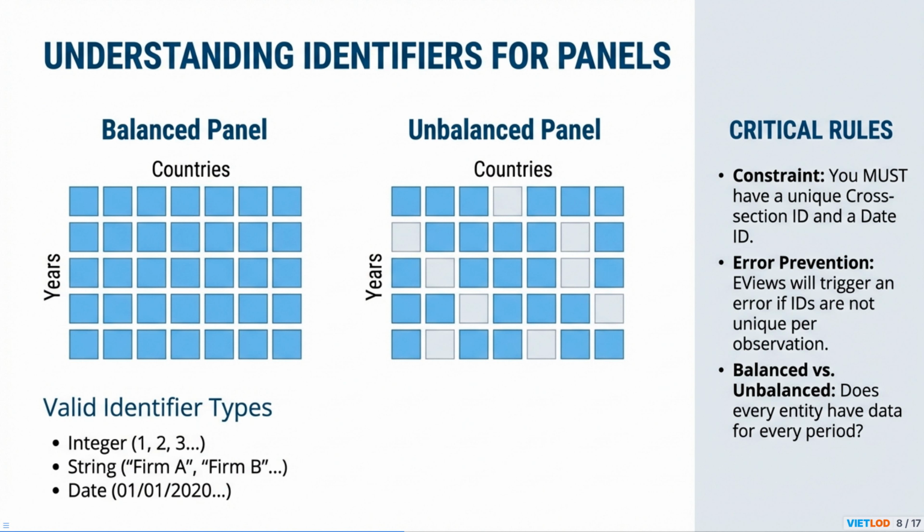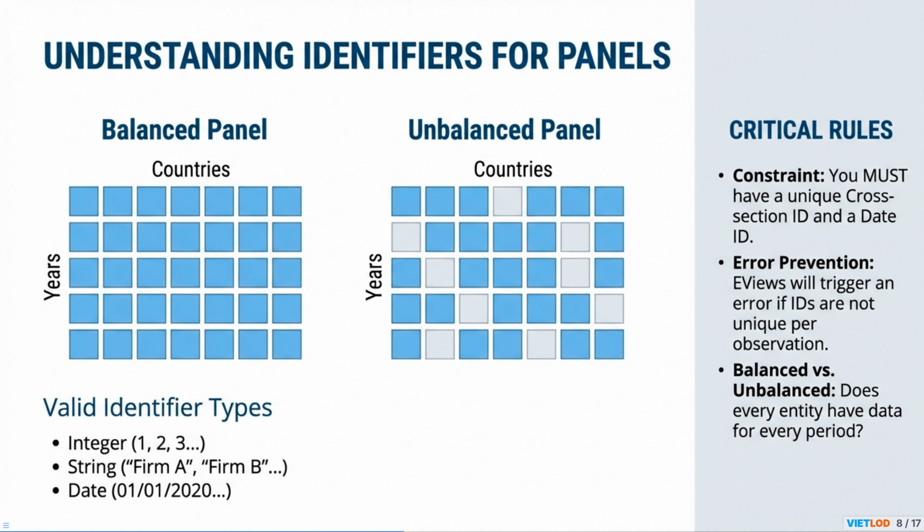When working with panel data, understanding how identifiers function is crucial. On the left, you see a balanced panel, represented by a complete grid of blue squares. This signifies that for every country, across all years, we have observations. In contrast, an unbalanced panel, shown with missing gray squares, indicates that some countries might have missing data for certain years, or some years might have missing data for certain countries.